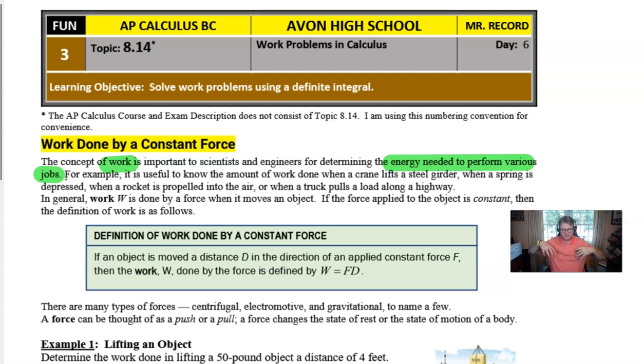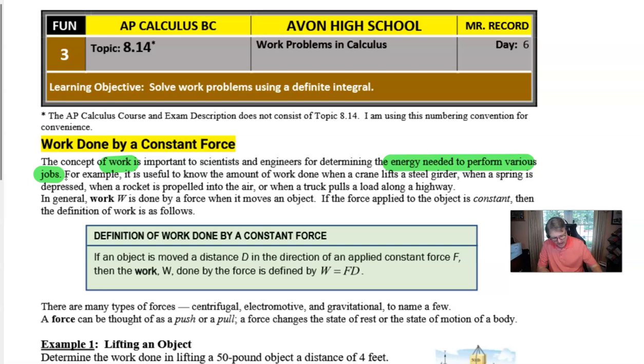That might be from bringing in a large crane to lift a steel girder, compressing or stretching a spring in a hydraulic lift. Actually, the hydraulic lift itself is probably going to perform a little bit of work as well. A rocket being propelled up to the sky, a truck pulling a load on a highway. So there are seemingly quite a few applications of this.